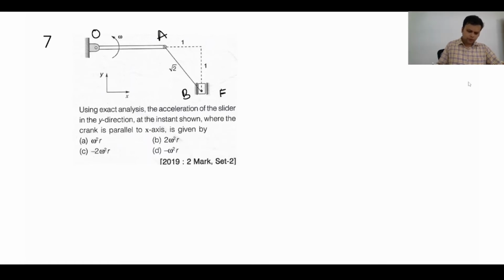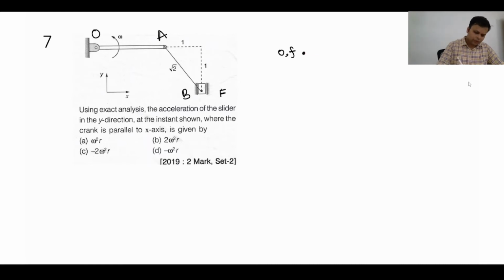Now, for drawing the velocity diagram, first we'll mark the fixed points. We write them as small letters o, f. These are the fixed points. So what is the velocity of point A with respect to O? It will be radially inwards, right? Velocity of point A to O.